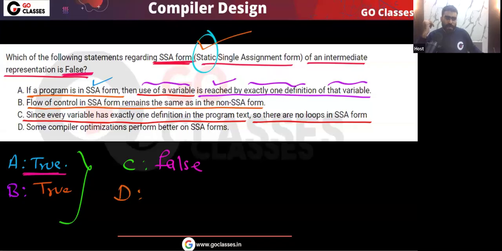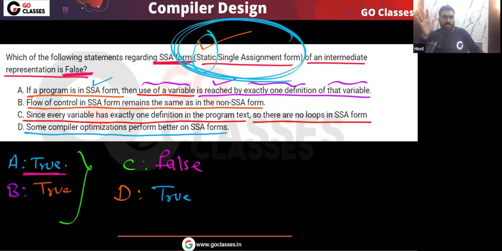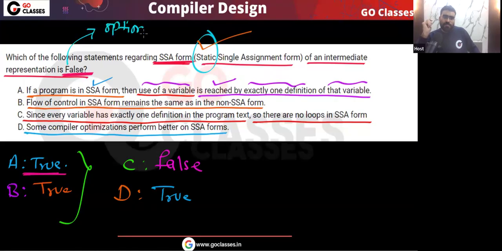What about D? Some compiler optimizations perform better on SSA forms. Yeah, that is true. We use SSA for some compiler optimizations. There are some compiler optimizations which are very easy to do on SSA form. So the only false statement is option C. For this question, the answer will be option C. Is this understood? This is a nice, beautiful question. I hope you understood.